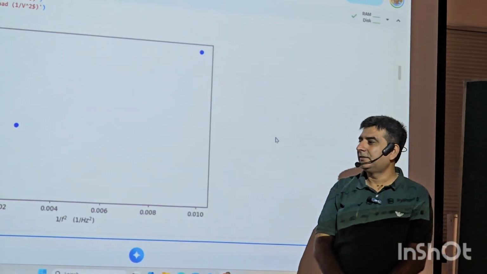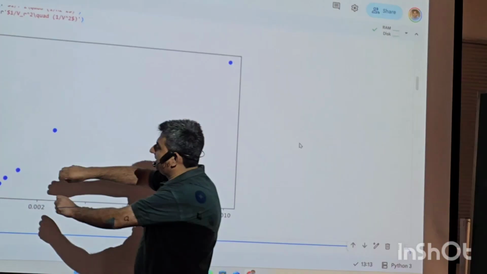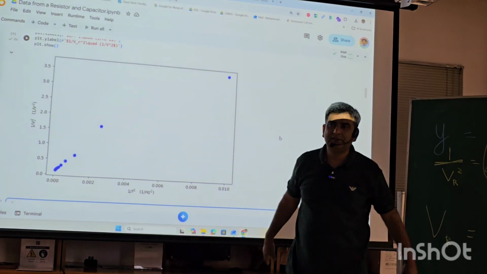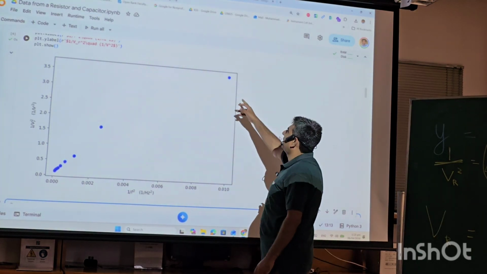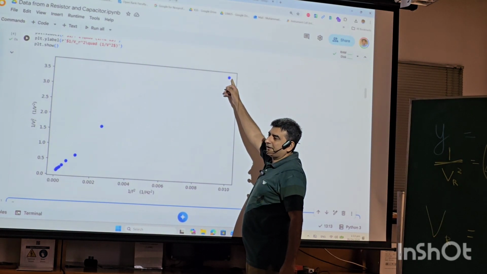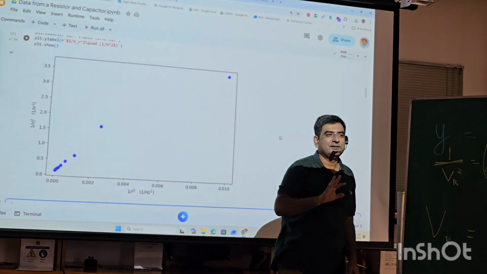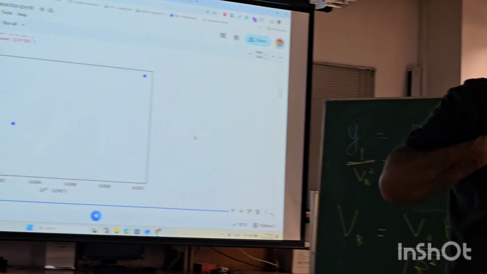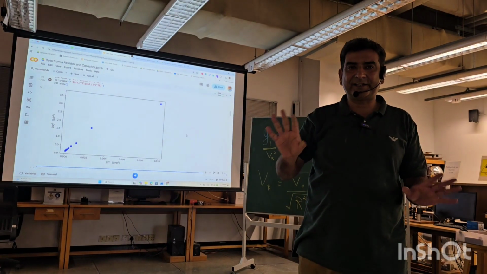Alright? Now all of these points look roughly along a straight line. This point looks a bit wayward. The point at the top looks a bit wayward, but so far we haven't taken into account any uncertainties. We'll look at these uncertainties later.